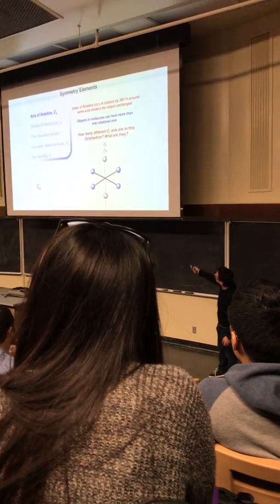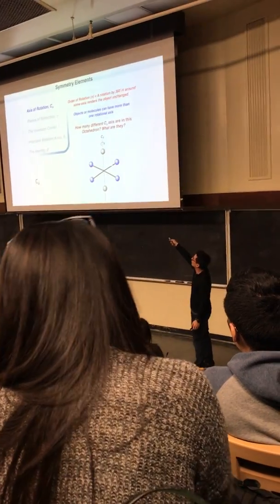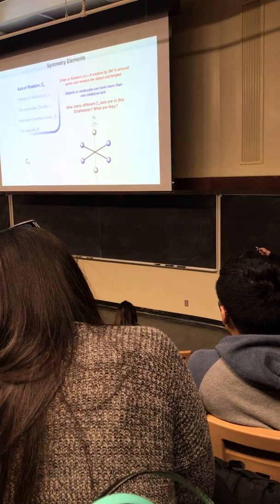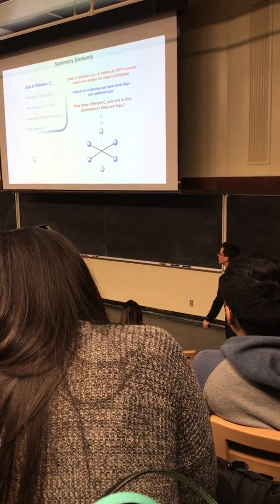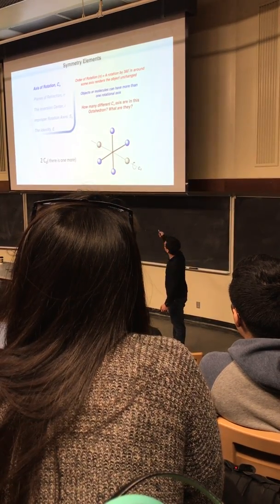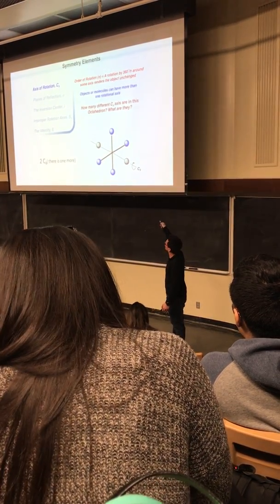So C4, there's actually a few C4s, right? There's a C4 right here. Now I've labeled all of these blues. So there's a C4 along this axis here. Where's the other C4? How many are there? 3. Exactly. Right? Along every axis, essentially, right?